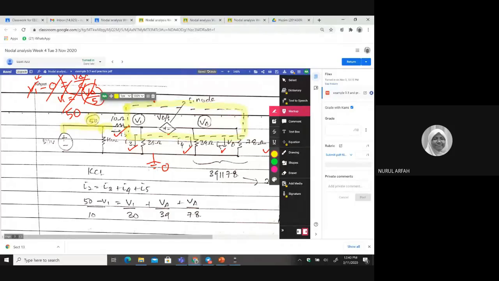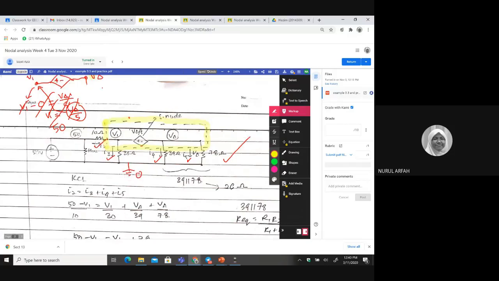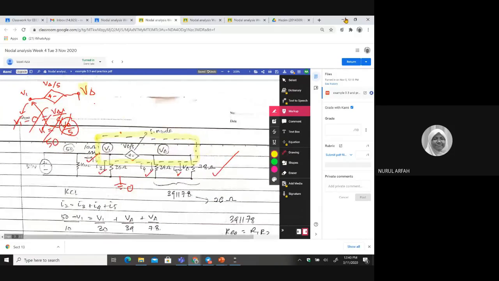Okay, very good. Next, when you have a supernode, what should you do? What should you apply when you have a supernode? KCL and KVL. Yes, very good. KCL and KVL at the supernode.